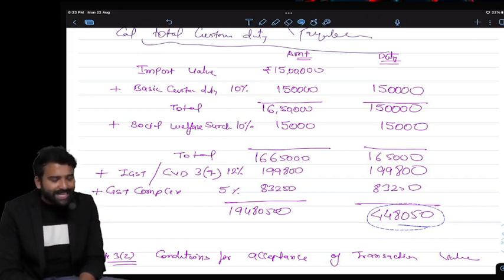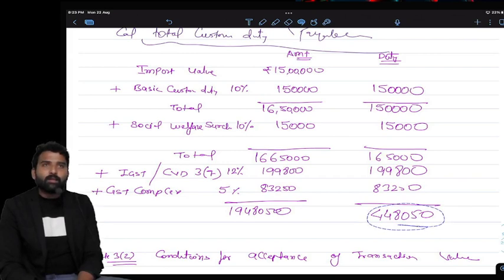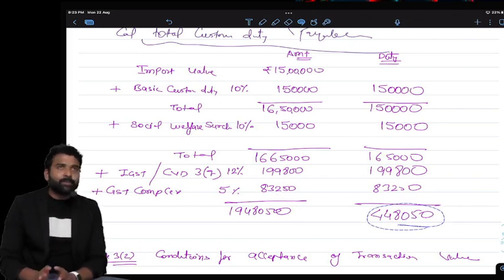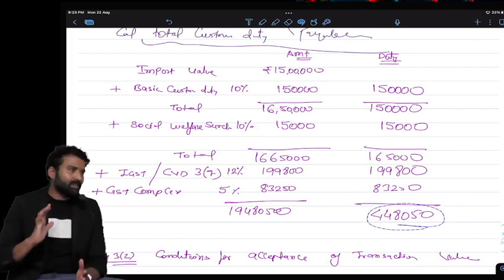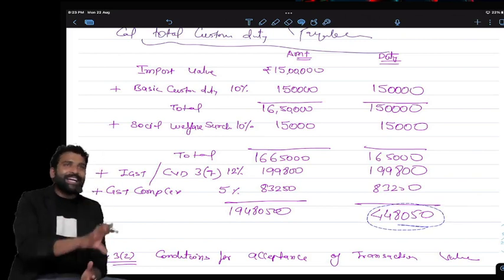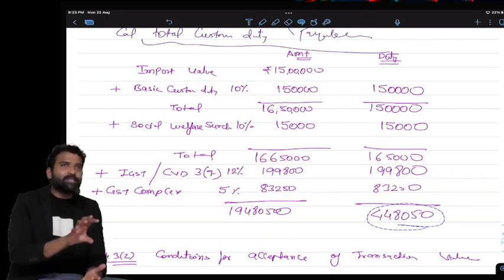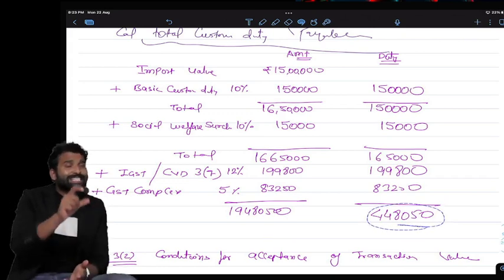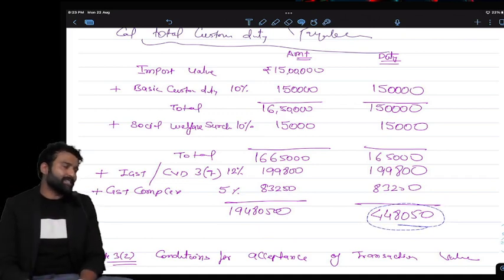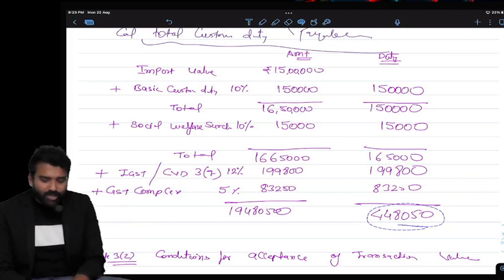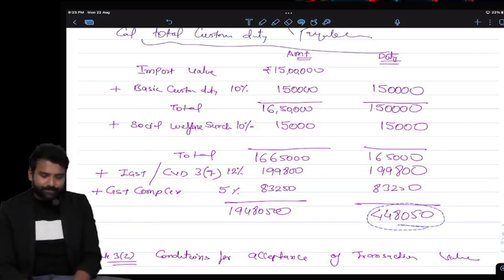GST compensation cess is actually levied on some special notified commodities like motor vehicles, tobacco, cigarettes. So when we were discussing ITC, I have not discussed anything about GST compensation cess, because the credit of GST compensation cess is restricted, it is adjusted only against GST compensation cess. So it cannot be used for any other tax liability. Nice.